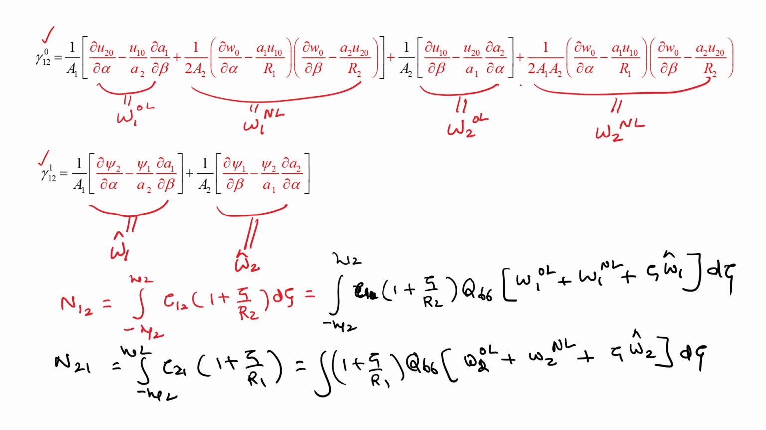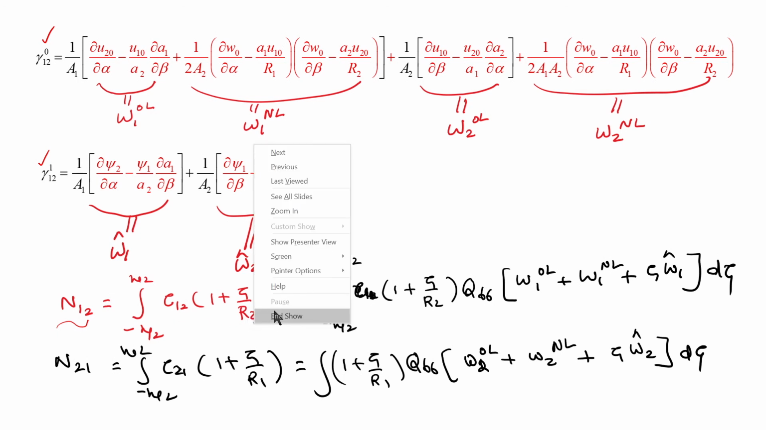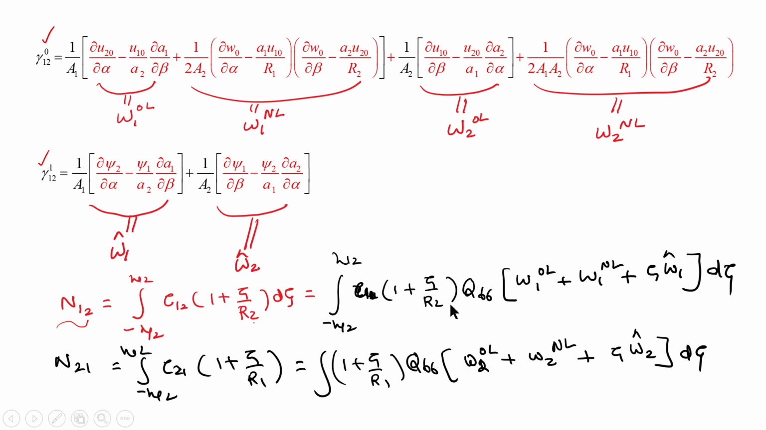and the second part corresponds to N21. So, when we write the constitutive equations for a cell, we will consider the first part for the case of N12. The definition of N12 is the integral from minus h by 2 to plus h by 2 of tau 12 times 1 plus zeta by R2 d zeta. Tau 12 is Q66 into gamma 12. Gamma 12 has omega 1 0 L plus omega 1 N L plus omega 1 hat, which is the bending part, the nonlinear part and the linear stretching part. We have three contributions.